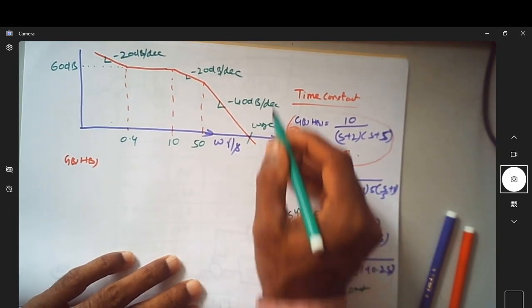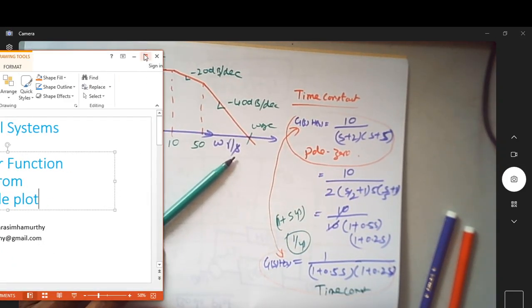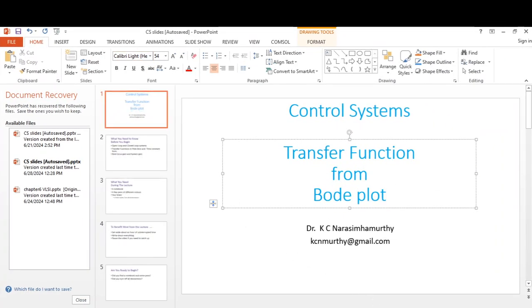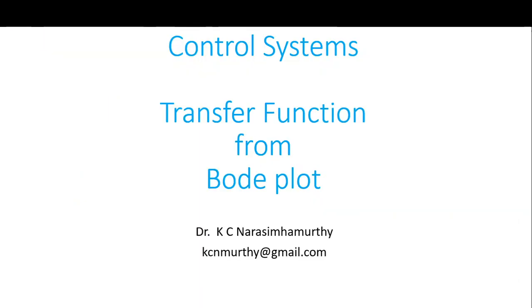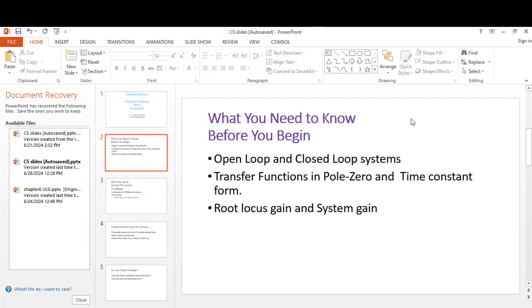Fine. So keeping this in mind, because for this particular video I have to know these many things. Let me just put it back here. We are looking at transfer functions in pole zero form and time constant form. So I should know what is root locus gain and system gain. So let us talk about what is this root locus gain and system gain.